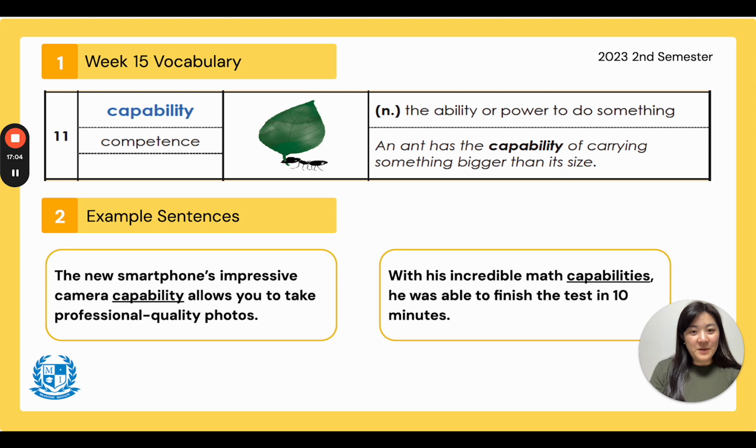Example 2. With his incredible math capabilities, he was able to finish the test in 10 minutes. Whoa. Super smart, but you should always double check. So this man, or this boy, had great, incredible math capabilities, math powers, that he was able to finish the test in 10 minutes.